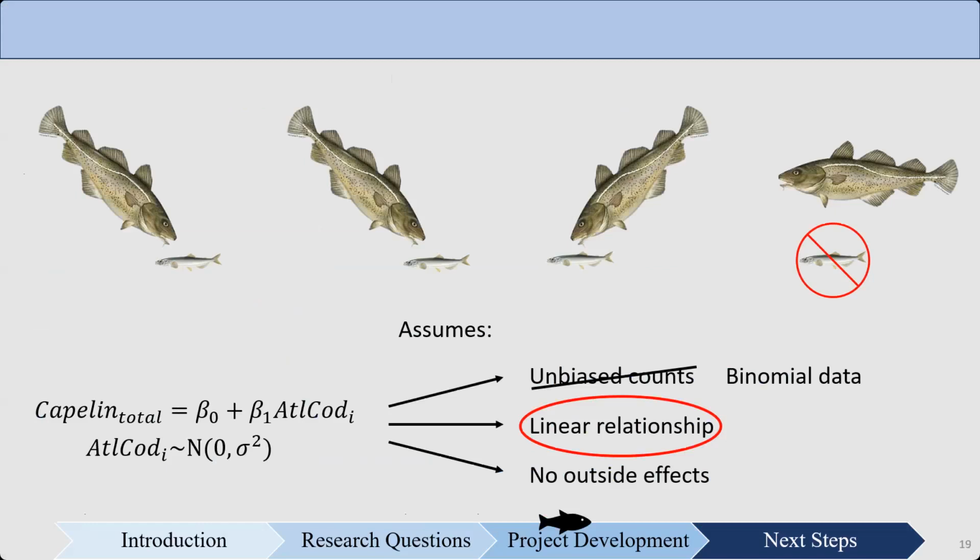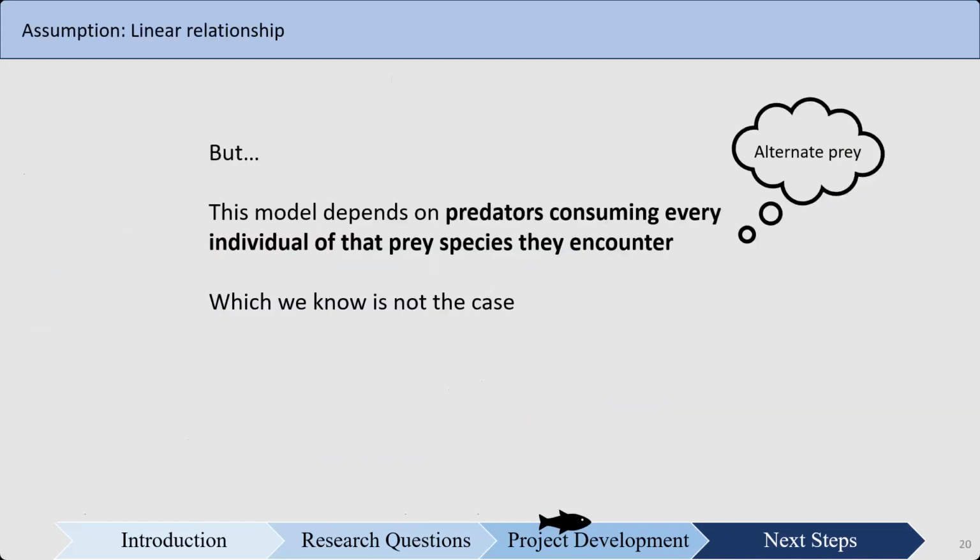Let's move on to whether this linear relationship is actually a linear relationship. Linear relationships kind of assume that the predator is consuming every individual of that prey species that they encounter, which we know probably isn't true, most likely not true, if we think about alternate prey being in the environment. So whether there's a predator and two or more prey species, that predator is not going to consume every single prey it encounters. It might have a preference for one species or another, just depending on different factors.